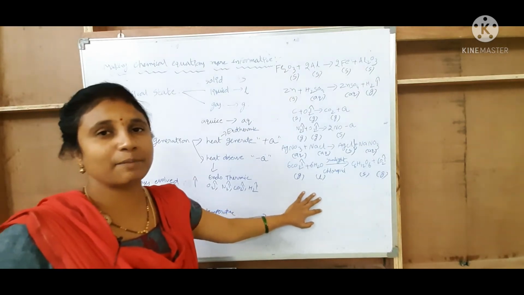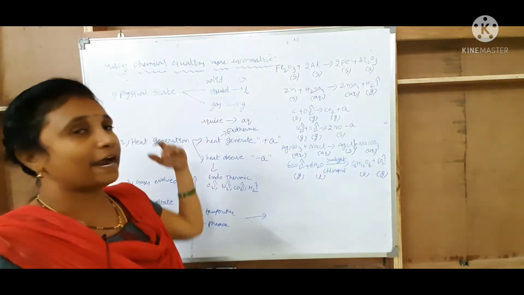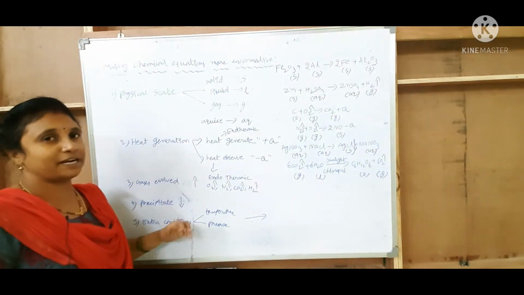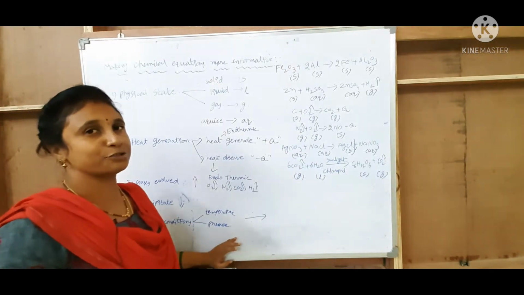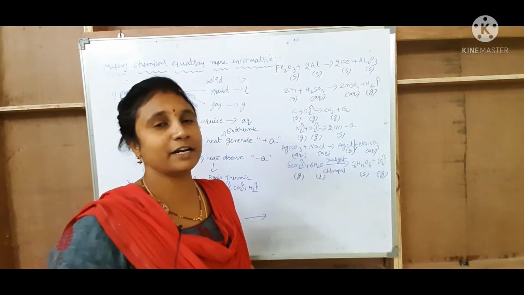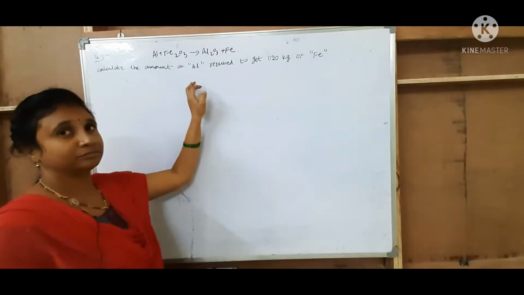For representing chemical equations more informatively, you have to specify the physical state, the heat generation, the gases evolved, the precipitates and the extra conditions. You have to specify all these conditions in the chemical equations. Is it understood? The next one, I will go on to solve some more problems.